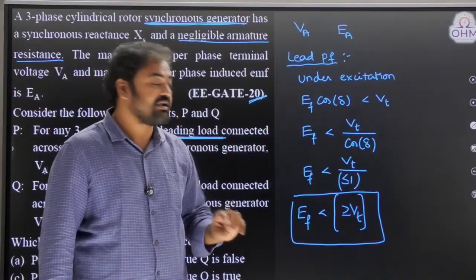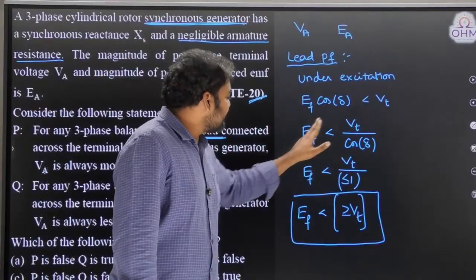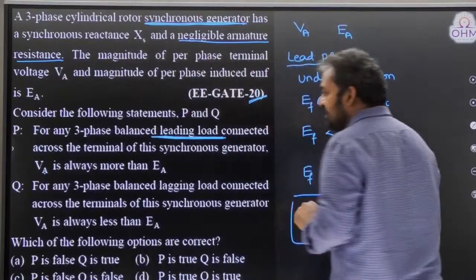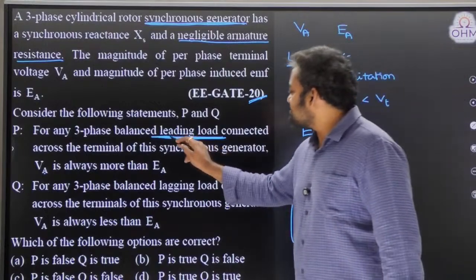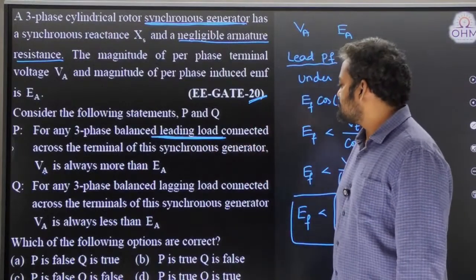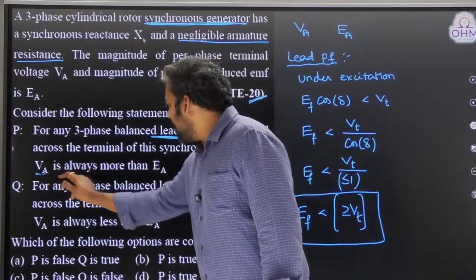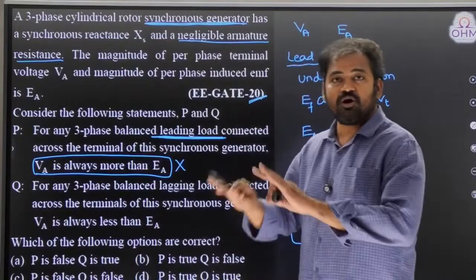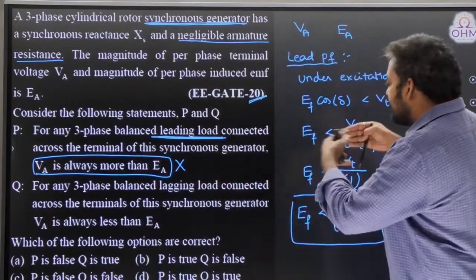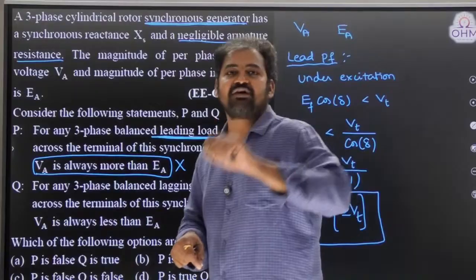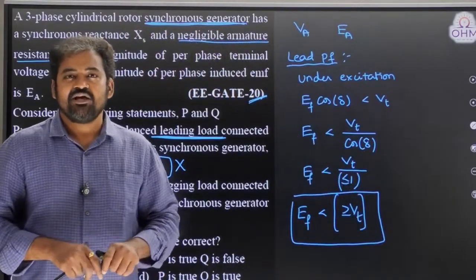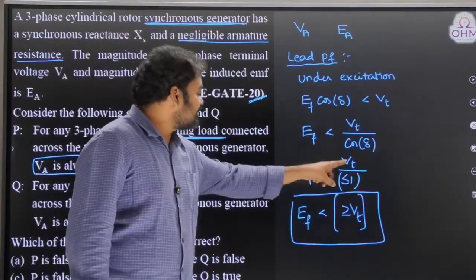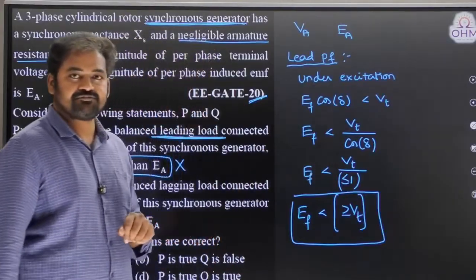Unless you are clear about delta, you can't estimate whether EF is less than VT or EF is greater than VT. Okay, now see statement P. For any 3-phase leading power factor load connected to the terminals of a synchronous generator, VA is always more than EA. This is wrong. It is not always more than. It may be more or it may be less. It depends upon the delta value. Without knowing the value of delta, you can't conclude whether VT is more than EF or less than EF. Got it?